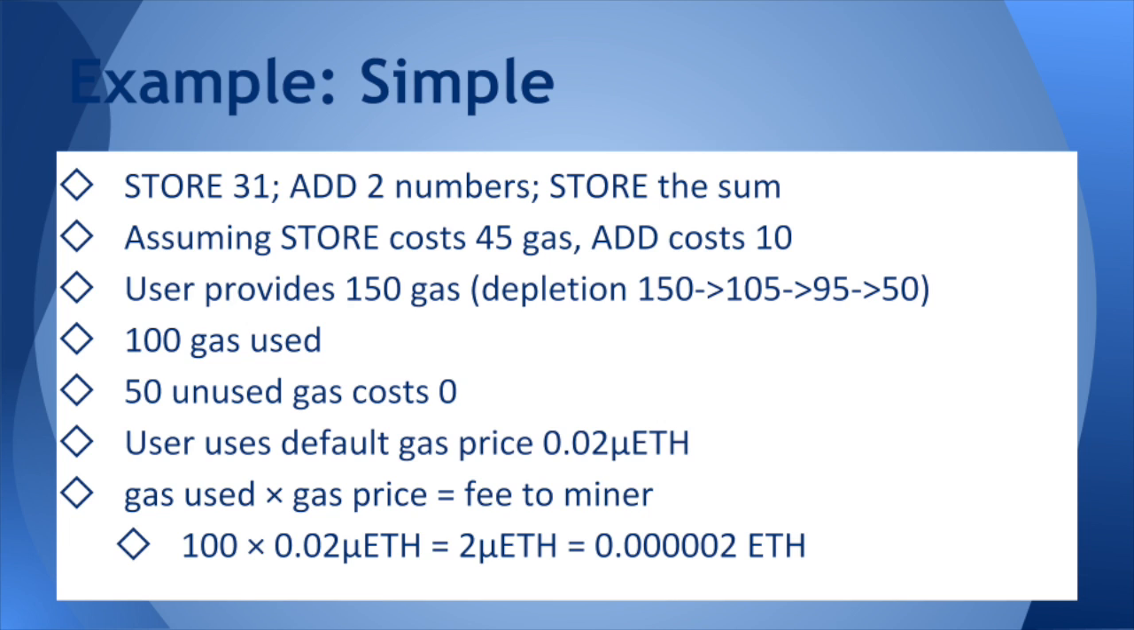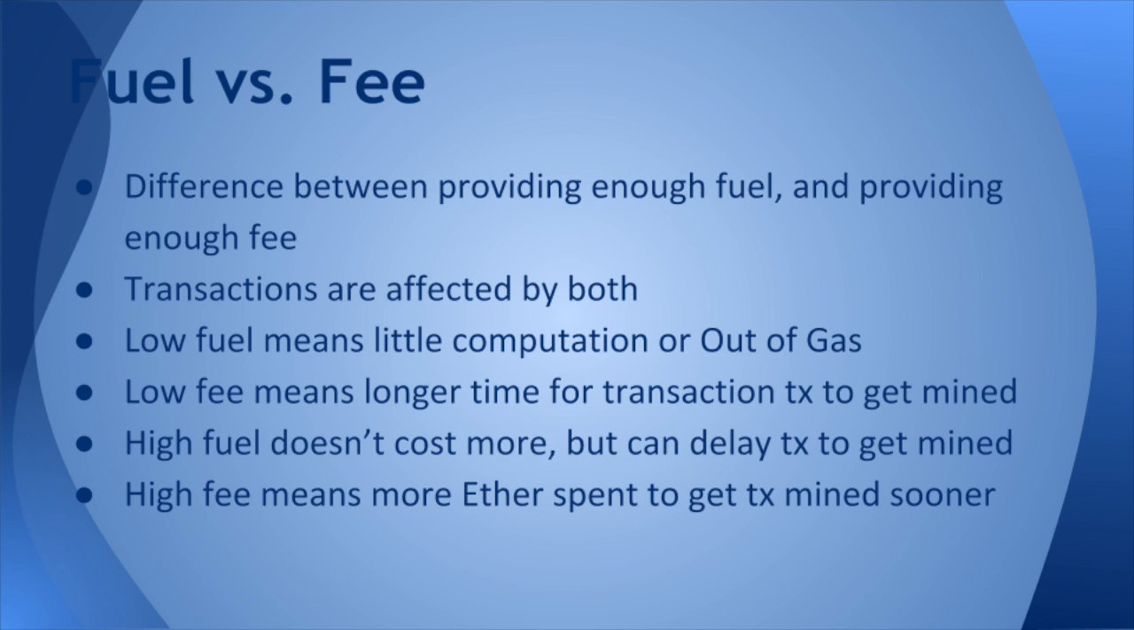Assuming that the user uses the default gas price, then the fee to the miner will be gas used, which is 100 multiplied by the gas price, 0.02 microether, will equal 2 microether that is required to pay the miner. And for people who just want to see a bunch of zeros, that's how it kind of looks. So there's this difference between fuel versus fee. And it's one of the less obvious things when you're initially looking at Ethereum, say, for the first time.